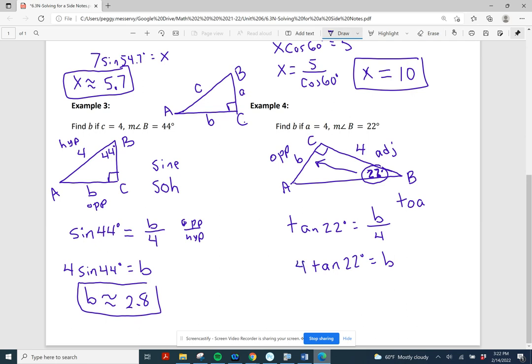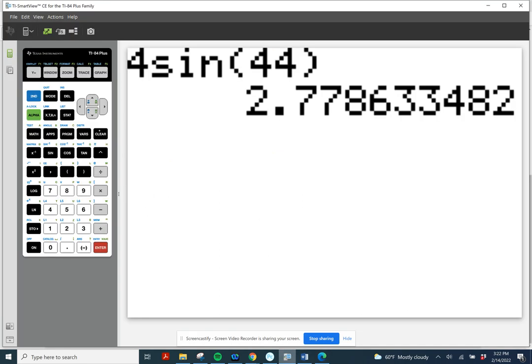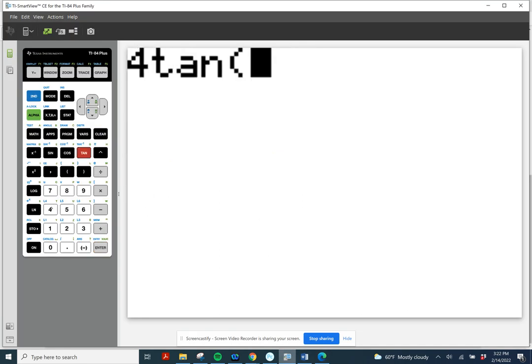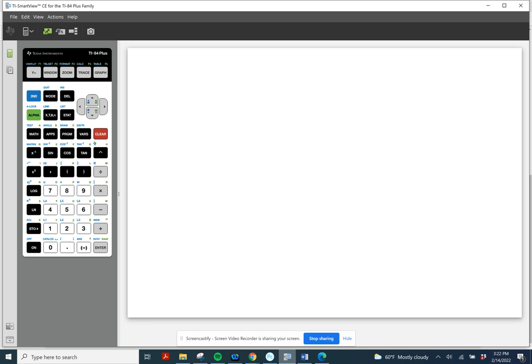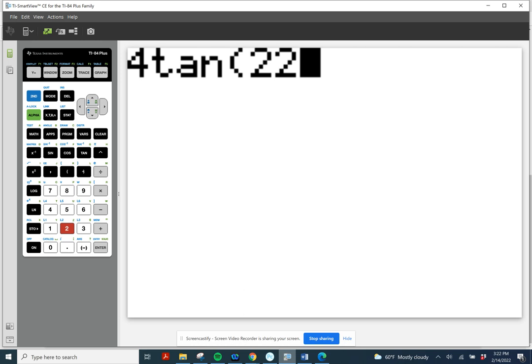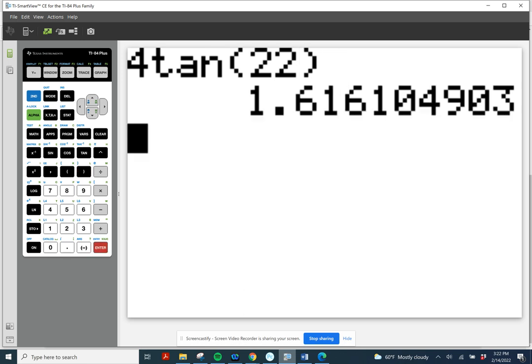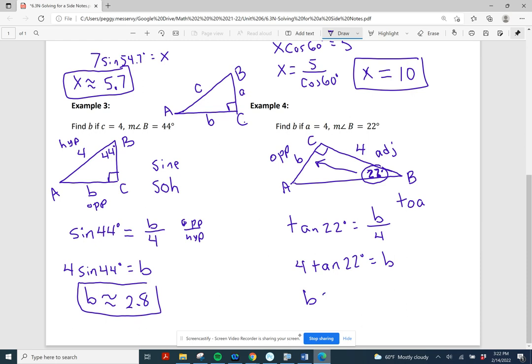Four times the tangent of 22. So we grab our calculator. We do 4 times the tangent of 40. Well, it wasn't 44, it was 22. Got somewhere I didn't want to be. So we'll start over. 4 times the tangent of 22 degrees. And that is going to be 1.6. So b is approximately 1.6, and we are finished.